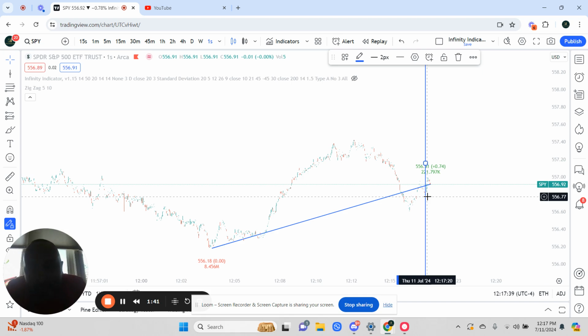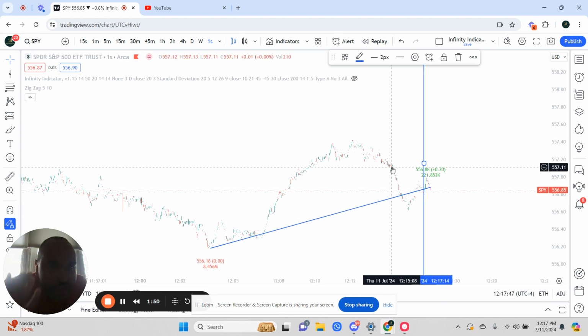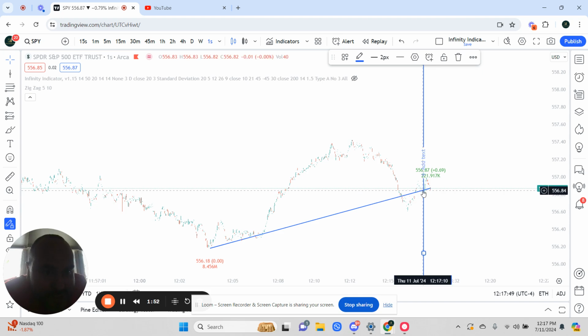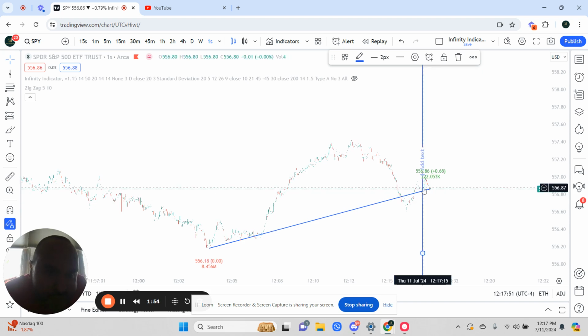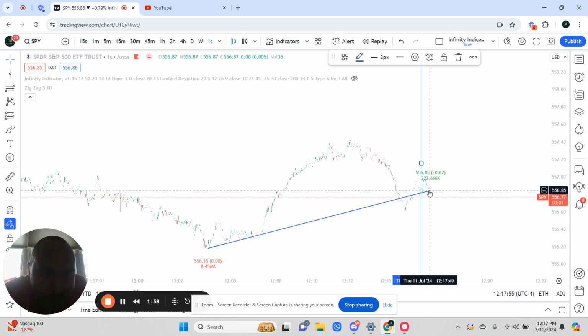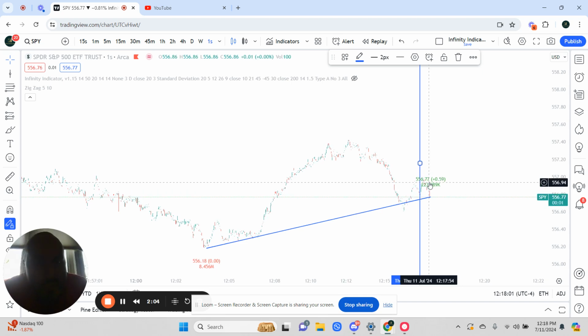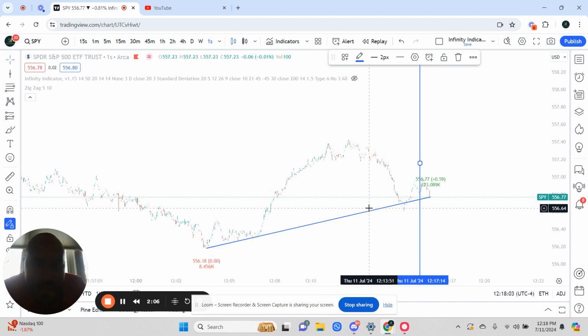This isn't a great tool, in my opinion, to use because you can't trust it, right? So it told us our top was here initially. Now it's telling us it's here, okay? And now it's telling us it's down here, right? So what good is that going to do you when you're trying to get in a trade and actually call a top or a bottom, okay?